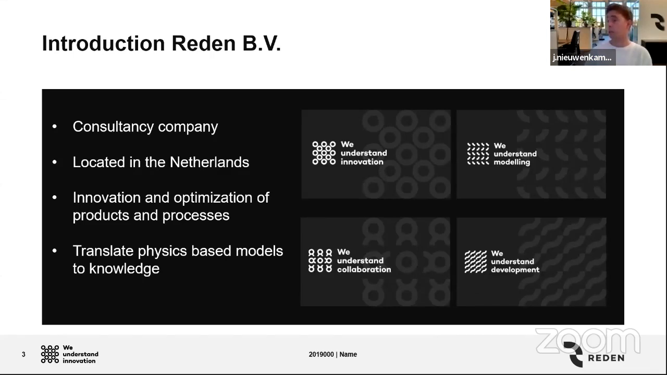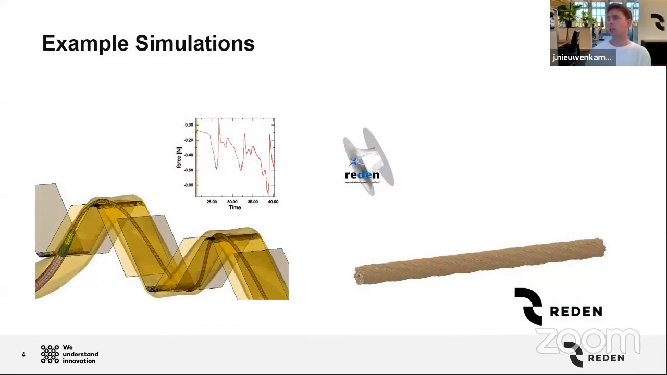We are a consultancy company. What we are doing is we are helping our clients with their optimization or design of their products or processes. And what we really try to do is to translate the physics-based models we make into knowledge, such that they can understand what's going on in their product and optimize them. I've got a few examples to show what kind of models we are making. That's on the next slide.